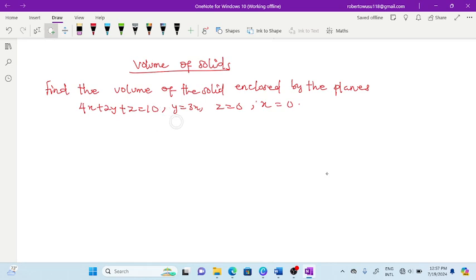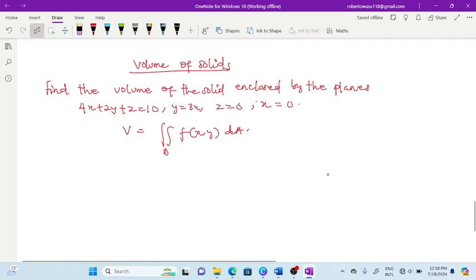We need the limits for our integrations, okay? So generally the volume is given as the double integral over the region D of the function f(x,y) dA, where D is our region, so our boundaries here will generate our D for us. First of all, you have to make z the subject because we are in the double integral. We are not in 3D, we are in 2D. So z is equal to a function of x and y, right? So I'll get 10 minus 4x minus 2y.